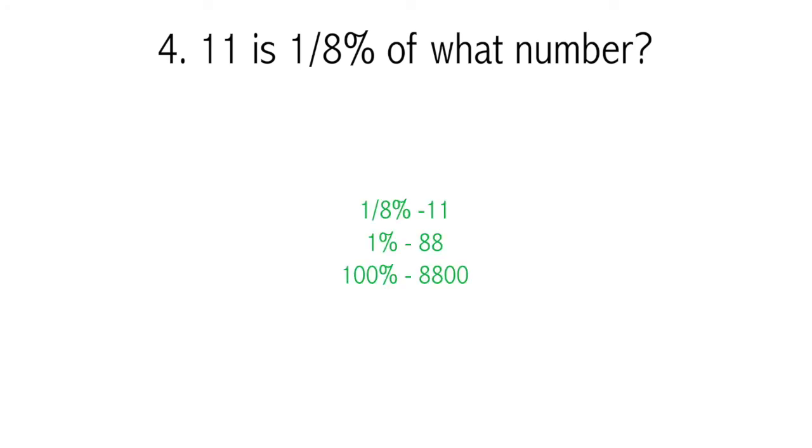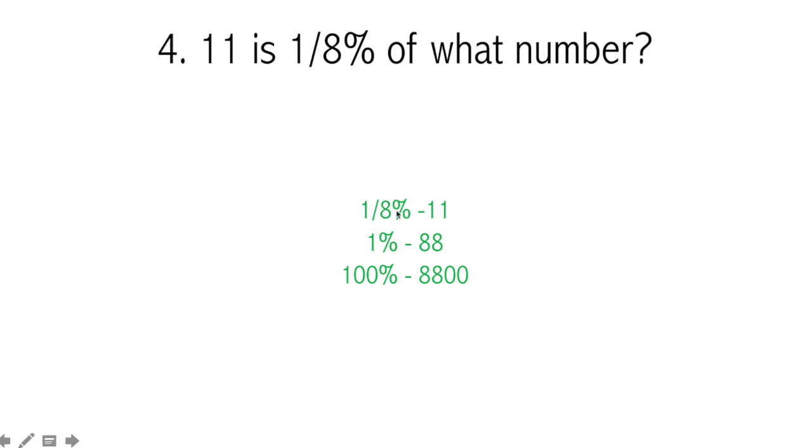So the first step is to write that corresponding percent and then write what that number is. So here 1 by 8% is 11. The next step is always to find out what 1% would be. So in this case, we multiply both sides by 8. Therefore, we get 1% would be 88.